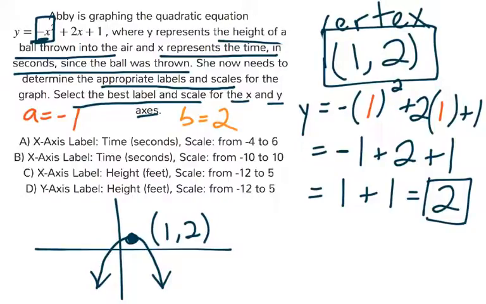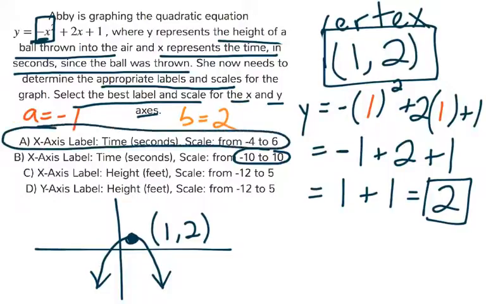A, x-axis label, time in seconds, scale from negative 4 to 6. The other option is scale from negative 10 to positive 10. Well, the vertex is 2, so it's not actually going very far. It's not way out wide. So actually, I think A might be our better bet here. It's kind of zoomed in on that. We'll cross off B. Then for C, you have x-axis label from negative 12 to 5. That doesn't quite work either because you're shifting the graph a little bit to the left, right? You don't need to go negative 12 that far over there. I'm going to cross that out.